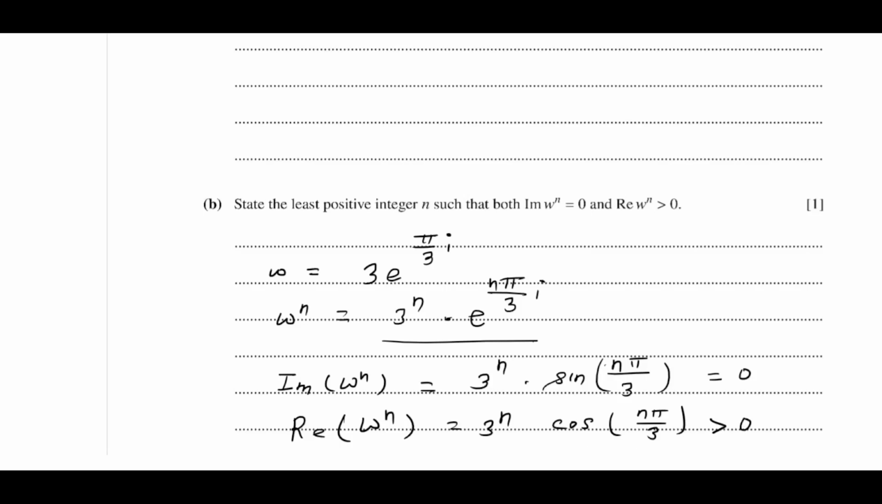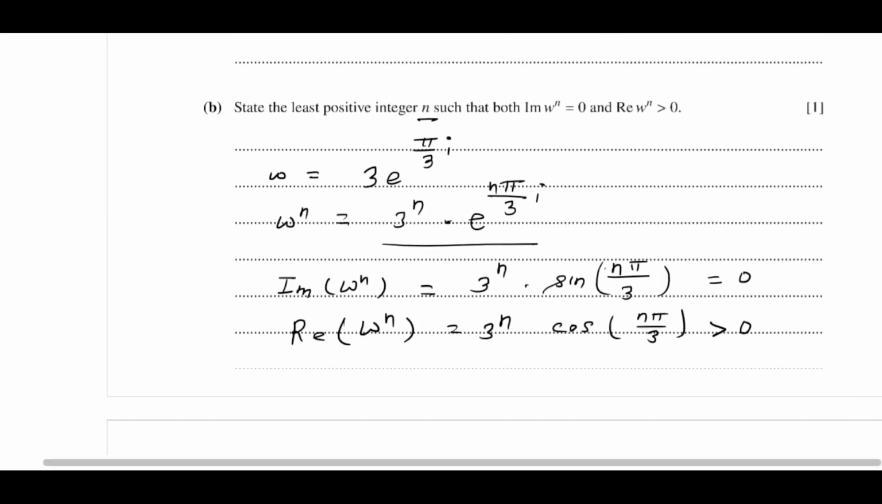Okay, so we know that sin 0 is 0 and sin 2π is 0. If I take n as 0, it will become sin 0, but it is mentioned that n is a positive integer, so I cannot take n as 0. Now sin π is also 0, but cos π becomes negative 1, so it is not going to be greater than 0. So if I take n equal to 6, then both conditions will be satisfied.